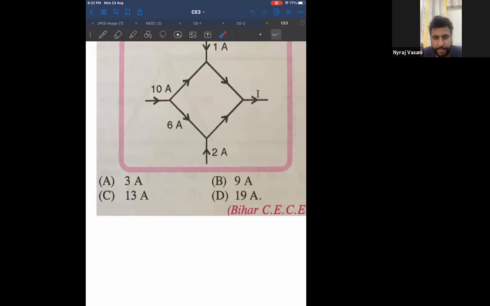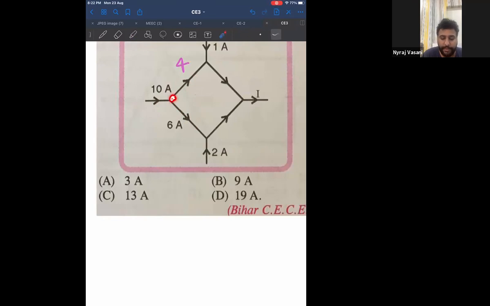Answer is C. Okay. Now let us try. Let us analyze this node. Total current entering is 10. Therefore, total current leaving also has to be 10. So 6 is over here. Therefore, can I say what is left is 4? Now, once you get the answer, stop and do the KCL again.